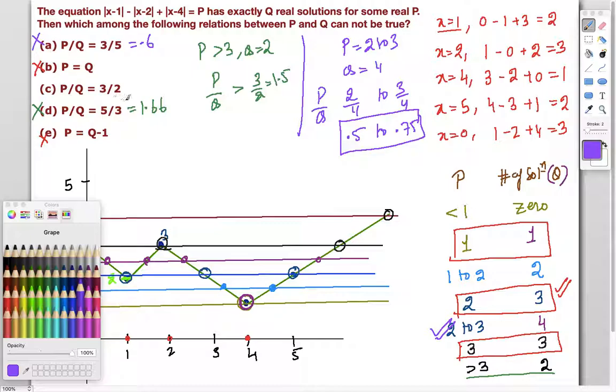So we are left with only one option choice, which is option C. So option C is never possible. So the correct answer is option C. So I hope that this question is clear. And like I told you before starting posting these questions, all the questions will be conceptual. In one question, you can learn a lot of concepts.